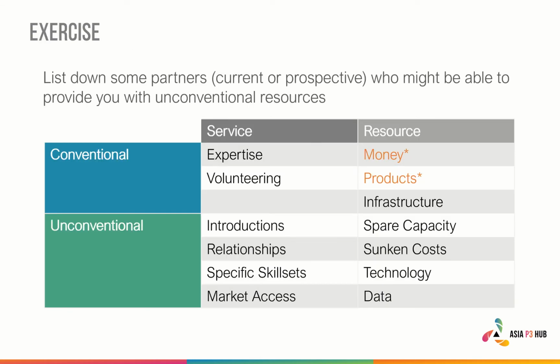Now, if you haven't already, pause the video and in your workbook, list down some partners, current or prospective, who might be able to help you with unconventional resources. You may refer to the table here. If you have done the exercise, now is a good time to review the list and dive a bit deeper into the unconventional resources you have in mind to make sure you have not overlooked anything. The greater the detail, the easier the subsequent exercises will be. Take as much time as you need on this section.